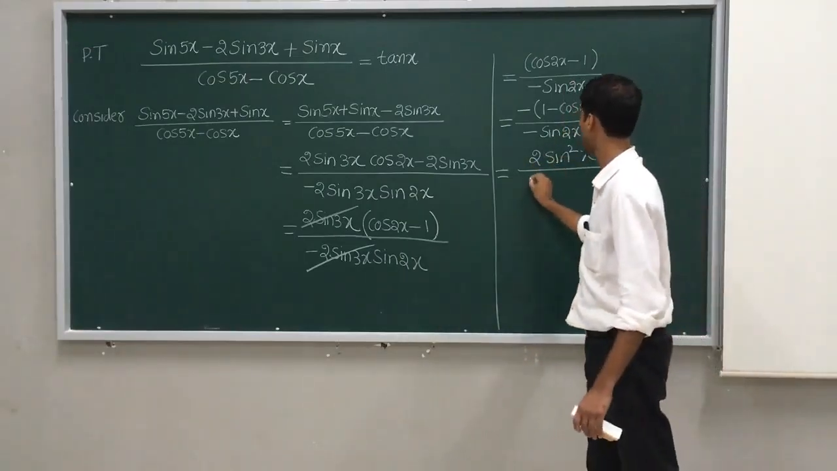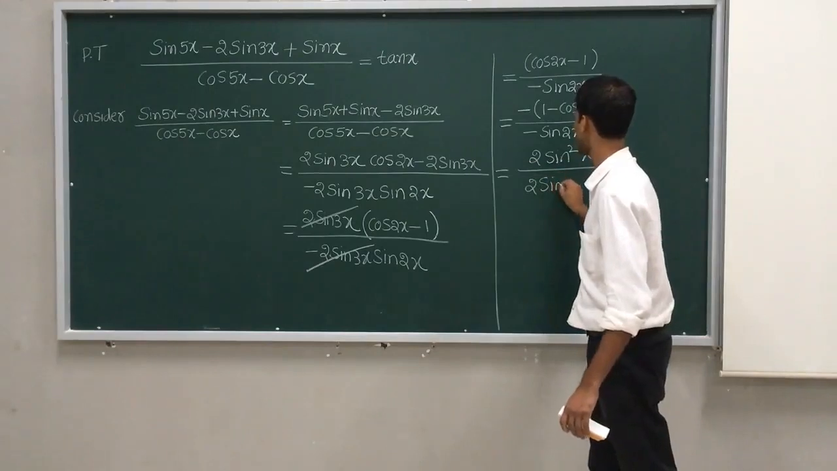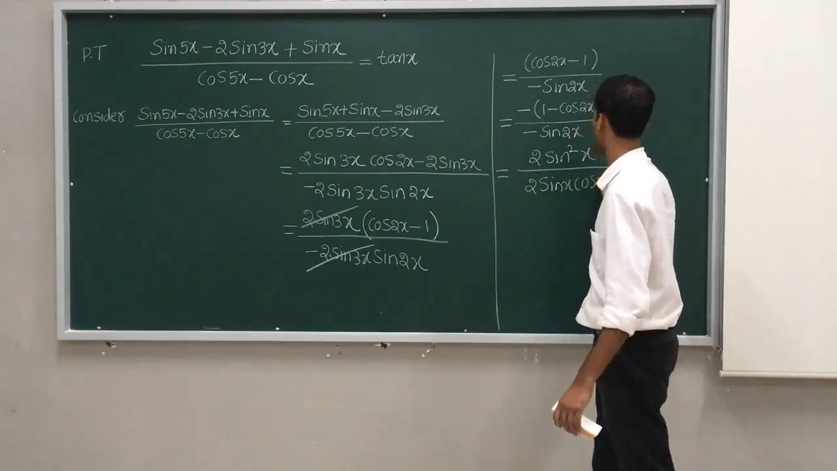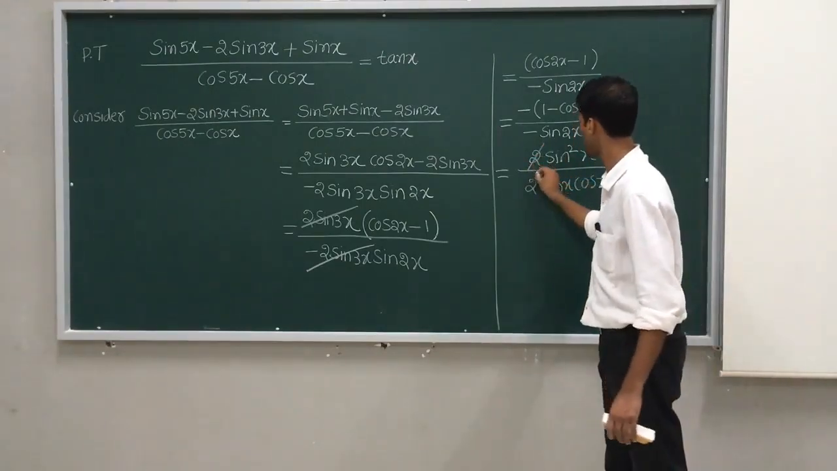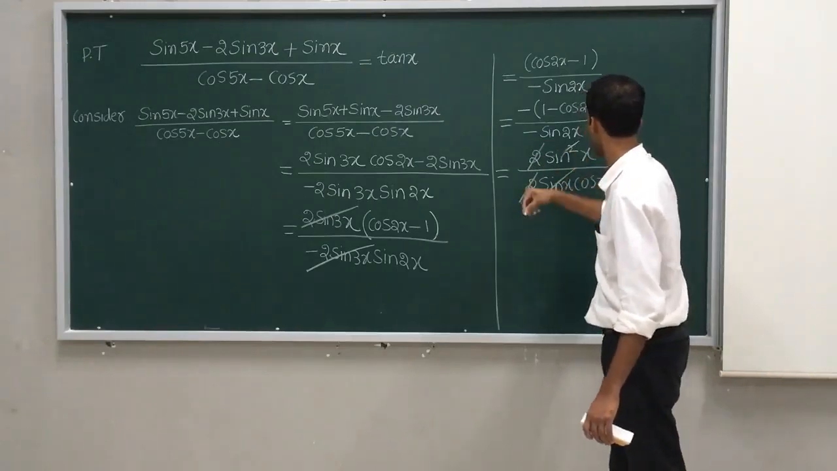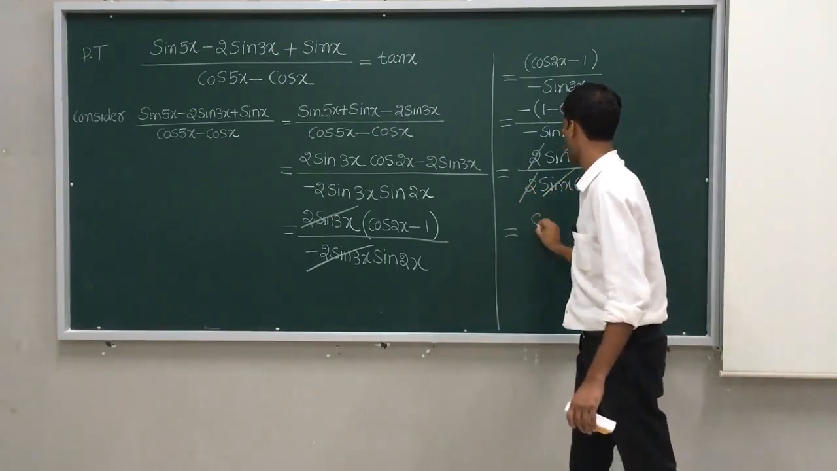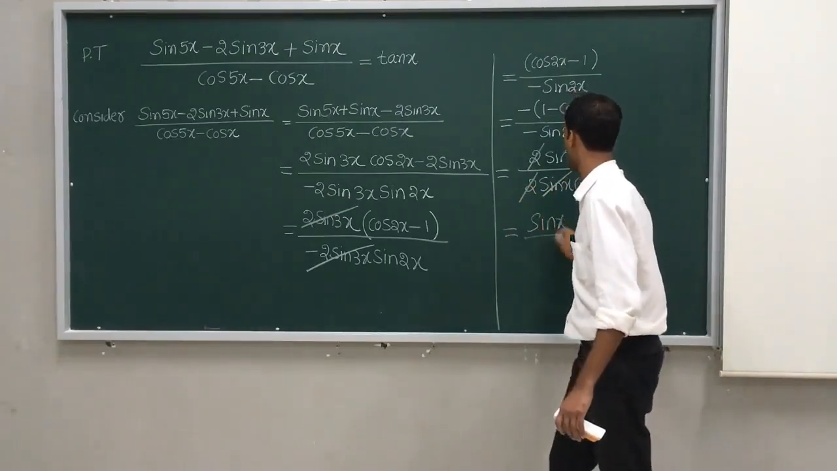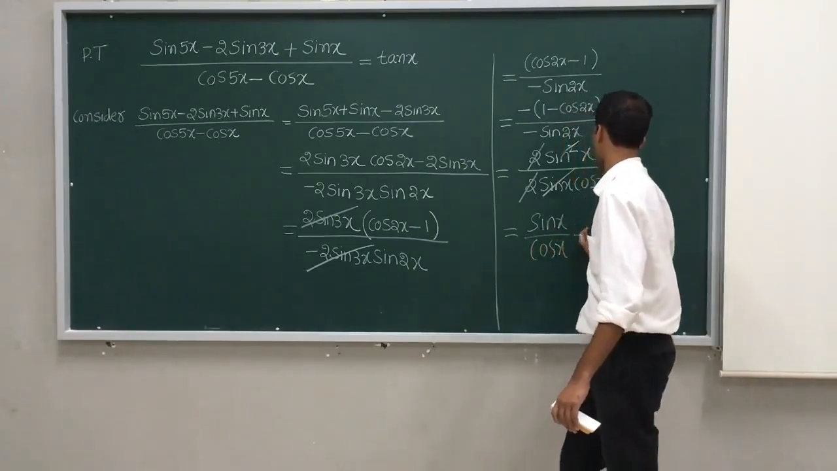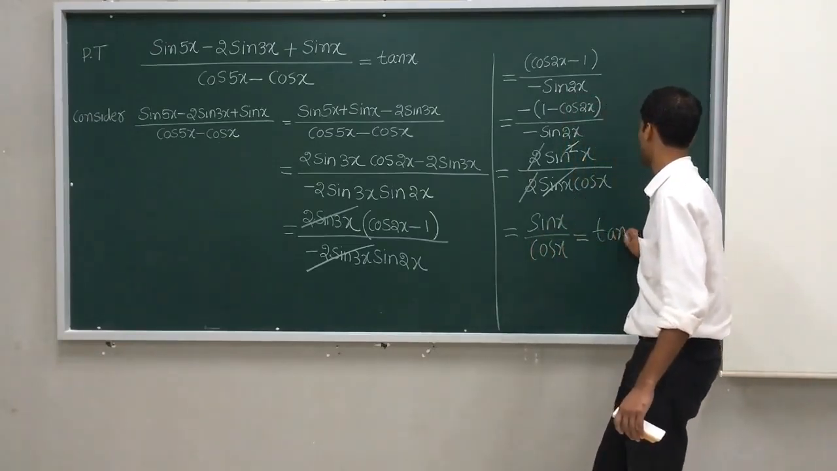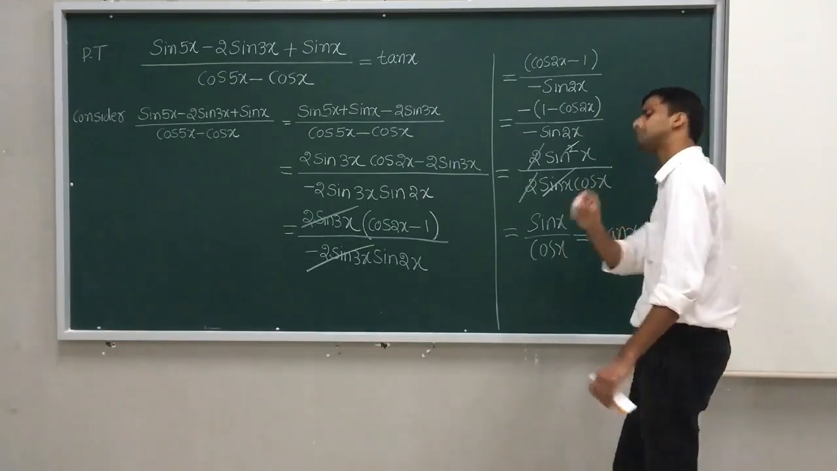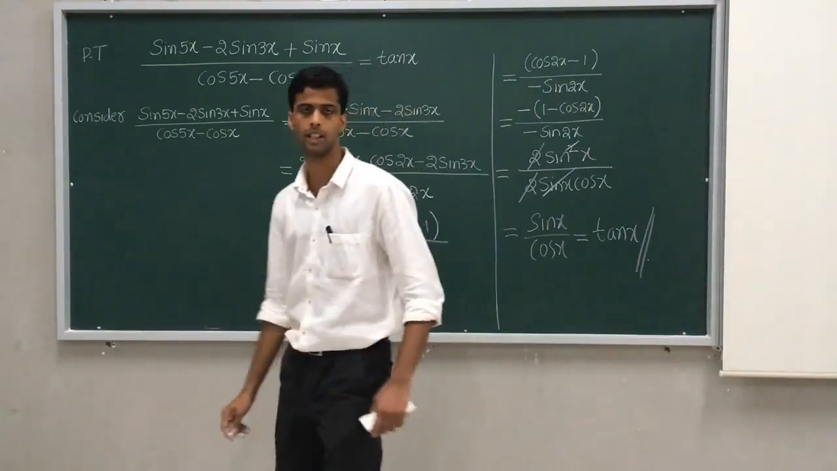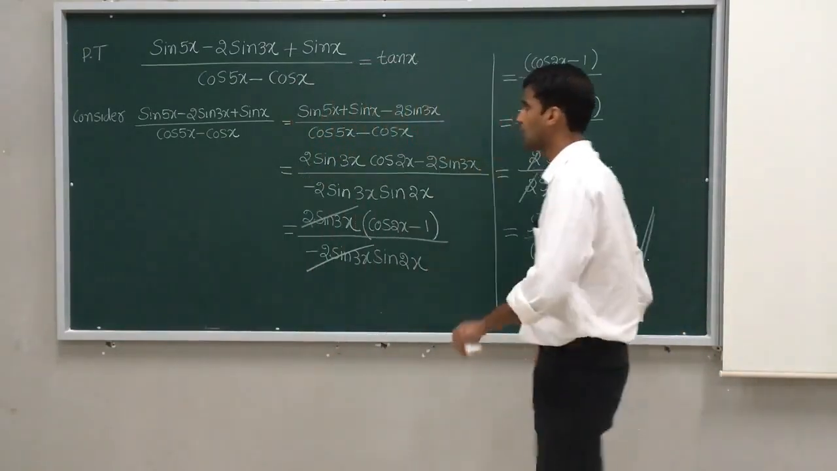Sin 2x can be written as 2 sin x cos x. I have given it in the formula chart. Now 2 gets cancelled, and one sin x gets cancelled. I am left with sin x by cos x. And we all know sin x by cos x is tan x. That's the answer. You check by taking it as homework.